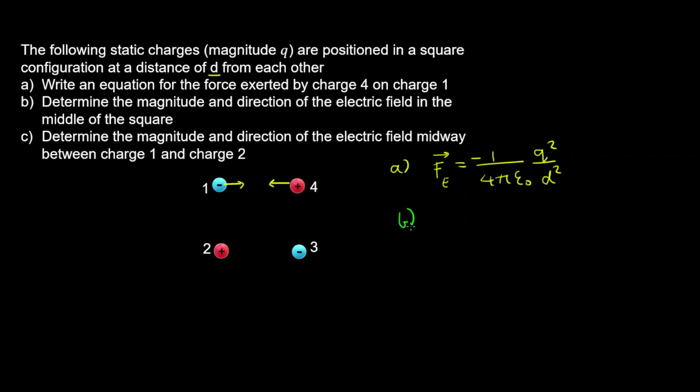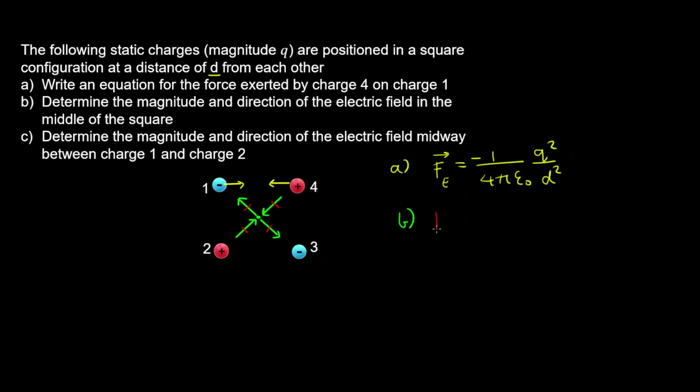Now part B asks us to determine the magnitude and direction of the electric field in the middle of the square. Well, the electric field vectors of the positive charges point away from the positive charge. And for the negative charges, the electric field vectors point towards those charges. So in this case, the magnitude of all the charges is equal. So by observation, we can observe that this vector is going to cancel this one, and this vector is also going to cancel this one.